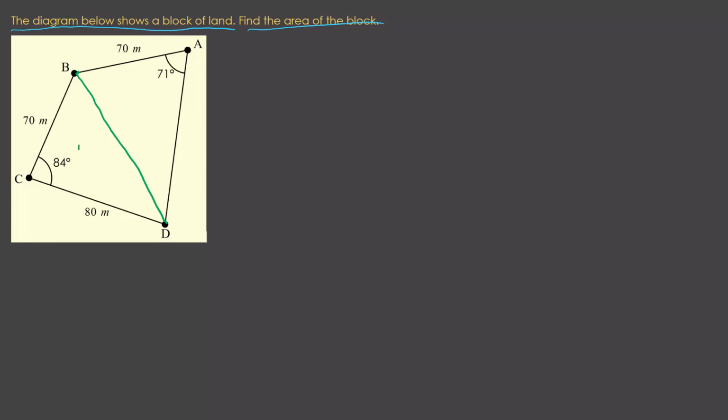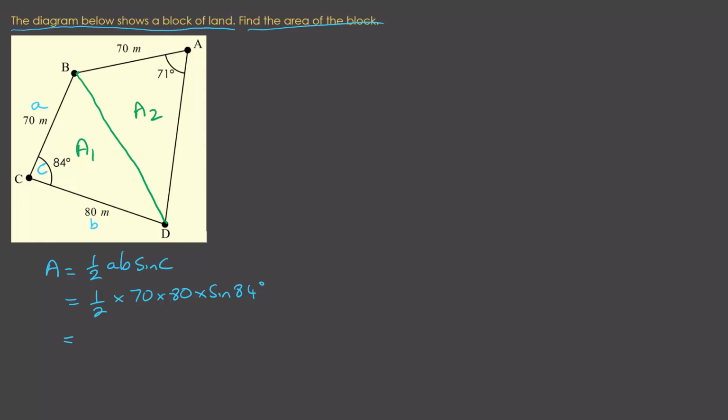And then I'm going to call this A1 and this A2. And clearly those two areas make up the entire block. With A1, I have all the information that I need to calculate that area. So if I call the angle here C for the moment, and A and B, I know the area is half AB sine C. So I've got a half times 70 times 80 times the sine of the angle, which is 84 degrees.